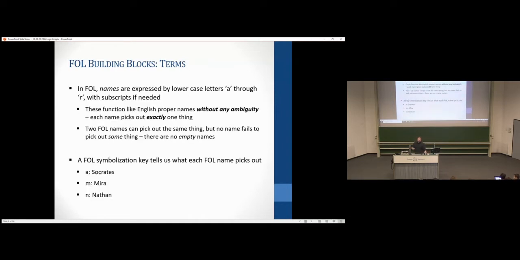So, as I said before, in FOL, names are expressed by lowercase letters a through r. We can use subscripts if we want. That gives us an infinite number of names. And these function very much like proper names in English, with a few caveats. First, there's never any ambiguity. Each name picks out exactly one thing.